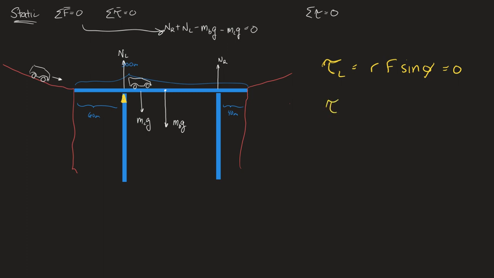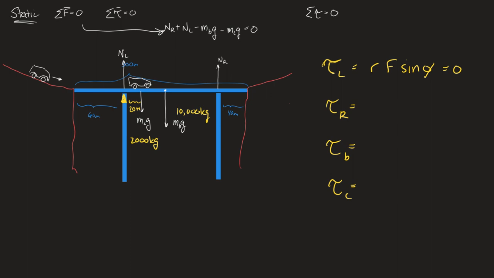Then there's the torque from the right pylon. Then there'll be the torque from the bridge, and then there'll be the torque from the car. We have to go object by object now and identify the value of each torque. Let's make the car 2,000 kilograms and the bridge 10,000 kilograms, just to have some numbers with which to work. And let's say that the car is 20 meters from the pivot point.